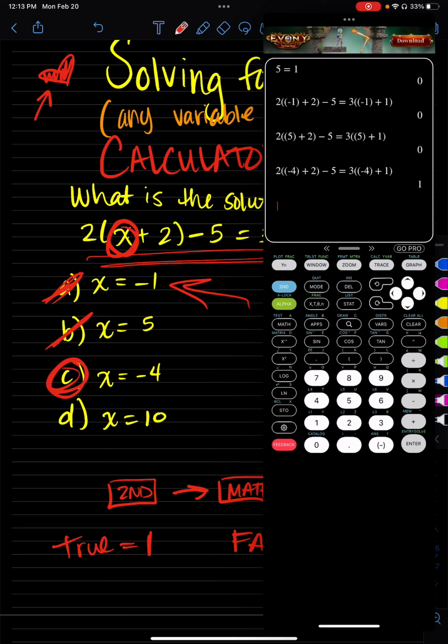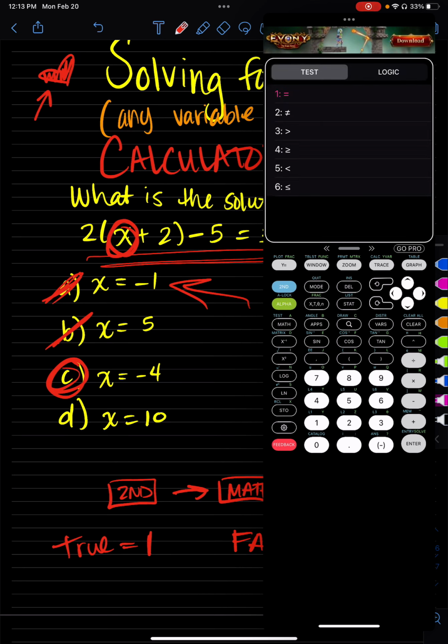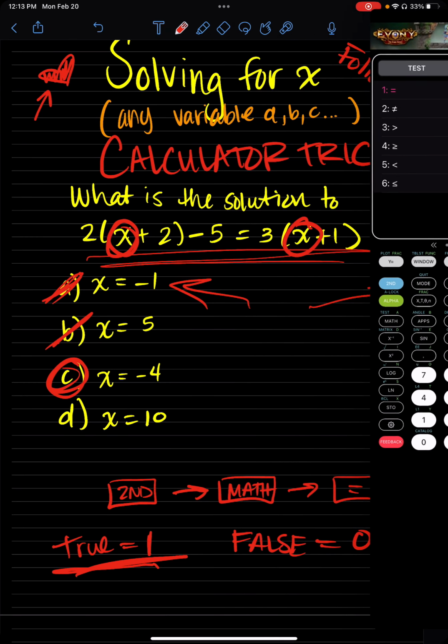So that is a shortcut using the calculator when you have an equal sign. All you have to do is hit second math, then number 1, and type your equation. You're always looking for a true statement. That's how you use the calculator, guys.